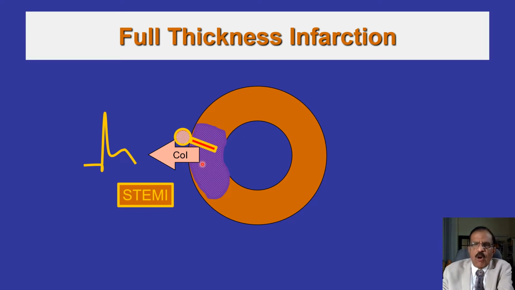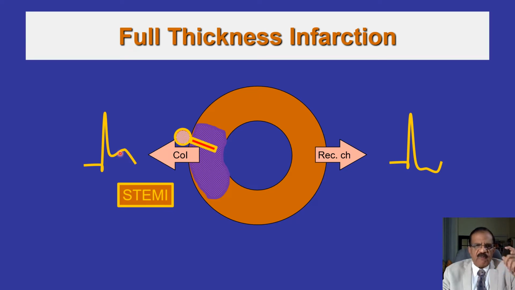Now, what is happening in the opposite leads? You are recording reciprocal changes because current of injury is flowing this way. In ECG, you know that if current is flowing toward an electrode, it would record a positive or upward deflection, as in this case. And if the current is flowing away from the electrode, it is recorded as ST depression. So this would be called reciprocal change. So you have primary change in the form of ST elevation in the affected part, and ST depression in the opposite part. This would be very helpful when you actually interpret ECG.